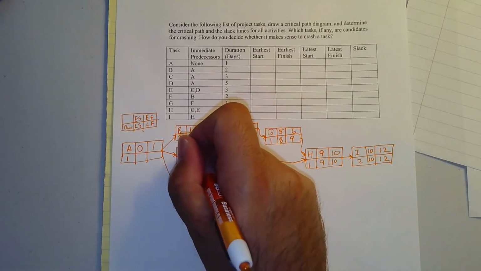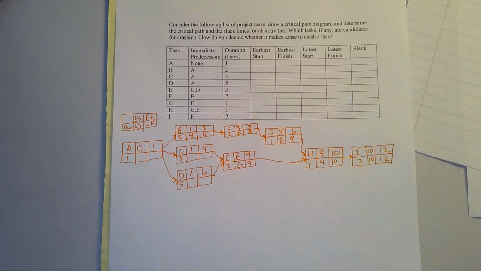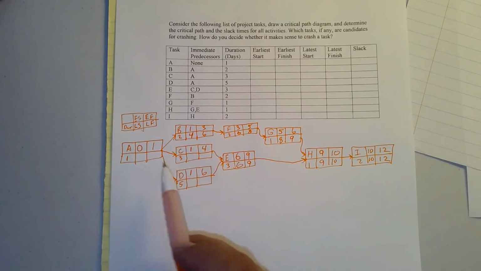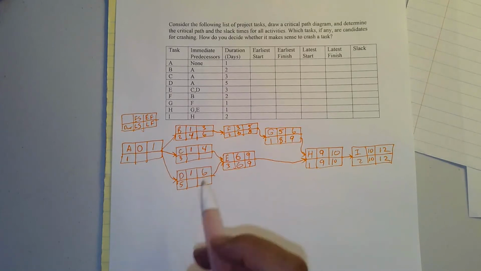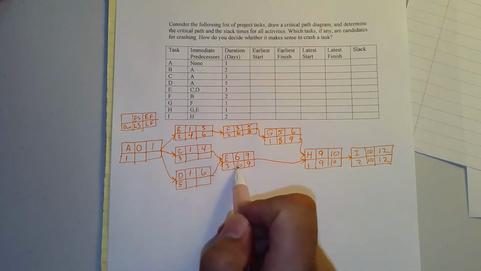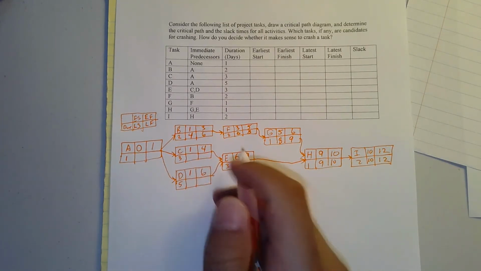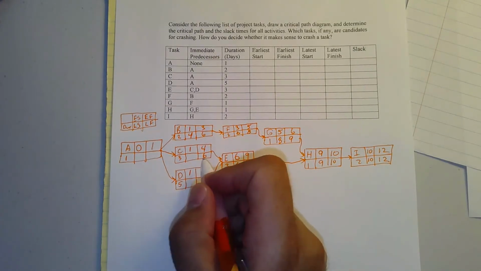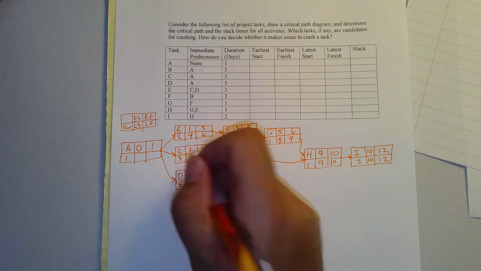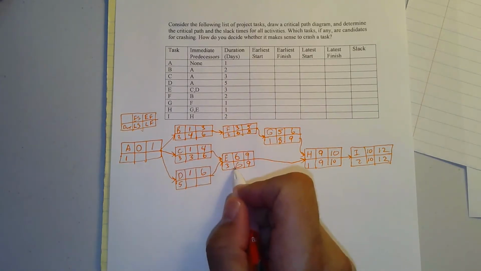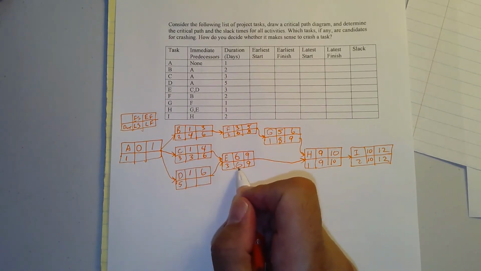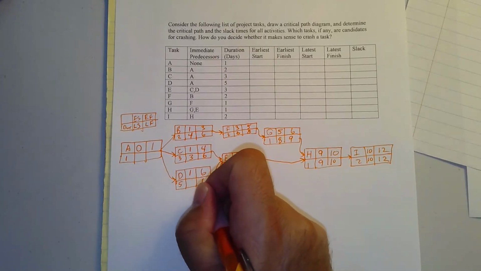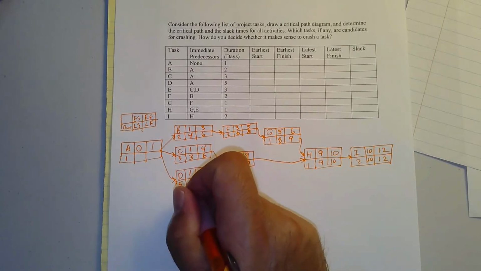6 minus 2 is 4. So it has to start by time 4. Now I can't do A yet because I don't know about C and D. So I'm going to do C and D next. C has to end by time 6 or the project will be delayed. Minus 3 gives me 3, so it has to start by time 3. And here, D must also end by 6 so that E can start on time. 6 minus 5 is 1.